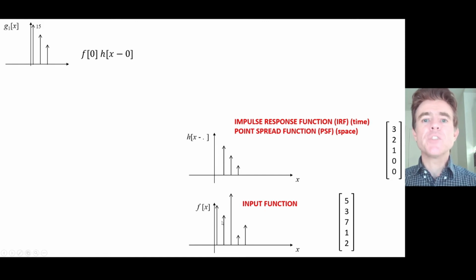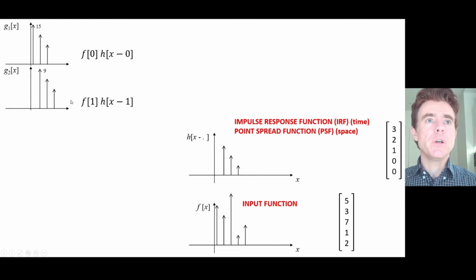We then proceed to the next sample. The next sample in the input function is this delta function here, which has an amplitude of 3. And that means we take now 3 times that response function. Okay? So here we go. We're showing that at the top left here on the second row.